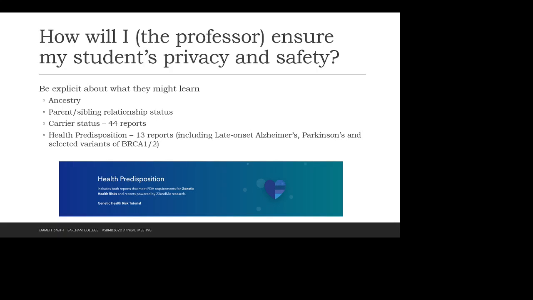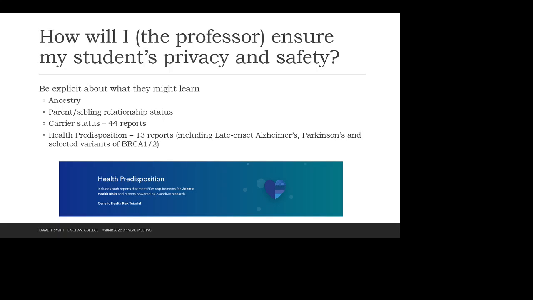Parent-sibling relationship status. Your parents may not be your biological parents and they might not have told you that, or a sibling might be a half sibling or adopted and you might not know. Of course, your parents or siblings might need to be in the database for you to realize that, but it's a serious concern, and that can be very disruptive to certain family dynamics, so it's something to bring up.